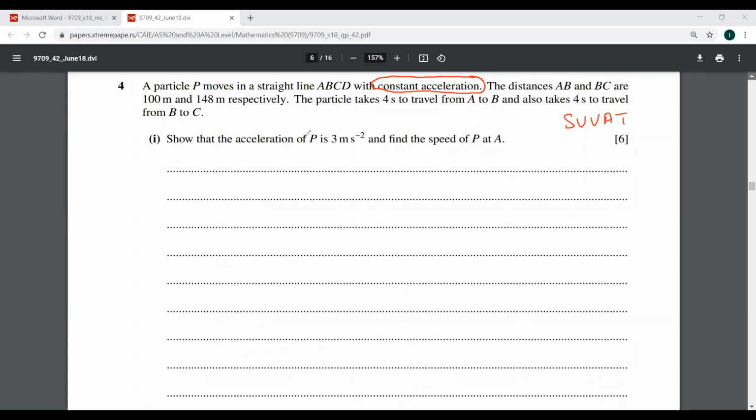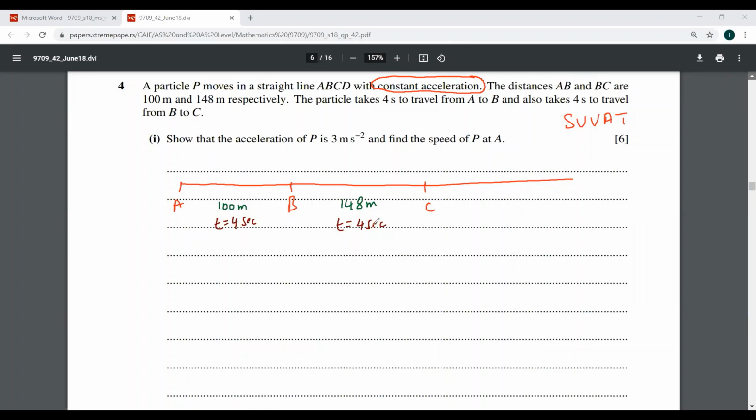Okay, so it says, let me draw this. So this is your A, let's say here it is B, here it is C. It says the distance AB is 100 meters. Okay, this distance is 100 meters. This distance is 148 meters, by the way. And it says it takes 4 seconds to travel from A to B. So the time here is 4 seconds. And 4 seconds to travel from B to C. The time is the same here as well.